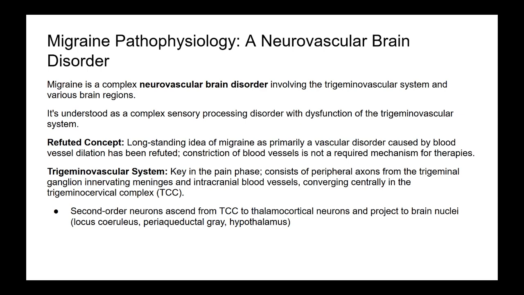The trigeminovascular system is crucial in the pain experienced during a migraine. This system comprises peripheral nerve fibers from the trigeminal ganglion, which innervate the meninges and blood vessels within the brain. These fibers converge centrally in the trigeminocervical complex, a structure consisting of the spinal trigeminal nucleus caudalis and the upper cervical spinal cord. From this point, second-order neurons project upward to thalamocortical neurons and further extend their connections to key brain nuclei in the diencephalon and brainstem, including the locus coeruleus, the periaqueductal gray matter, and the hypothalamus.